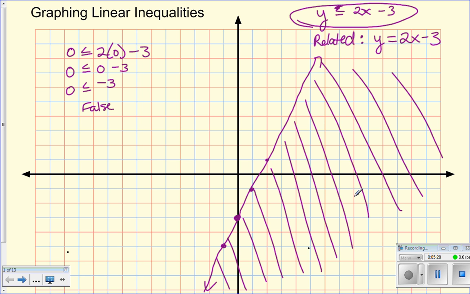So you can choose what method works best for you. I do not require that you do this, but I know for some people the whole above, below thing confuses them.